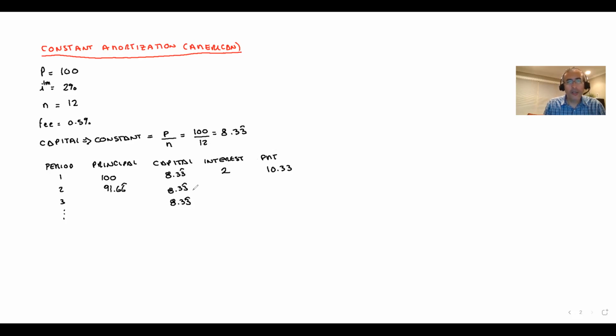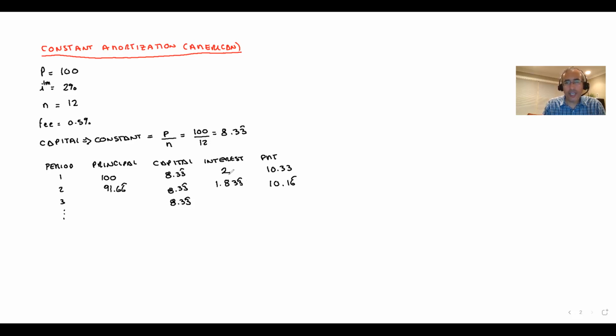Great. Then you compute the interest for this one here. The principal is the same. So the interest for this one now is going to be 1.833 periodic. And then the principal payment is going to be 8.33. So your payment is going to be 10.16 periodic. Okay. And that's the way.